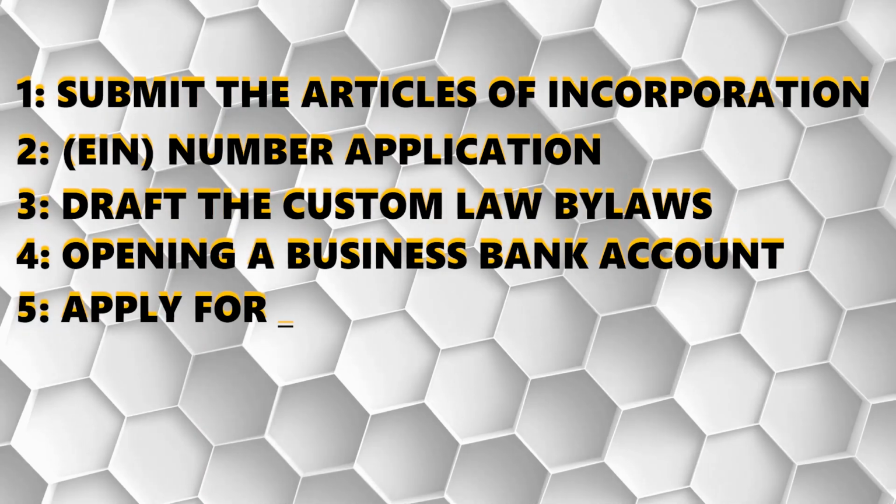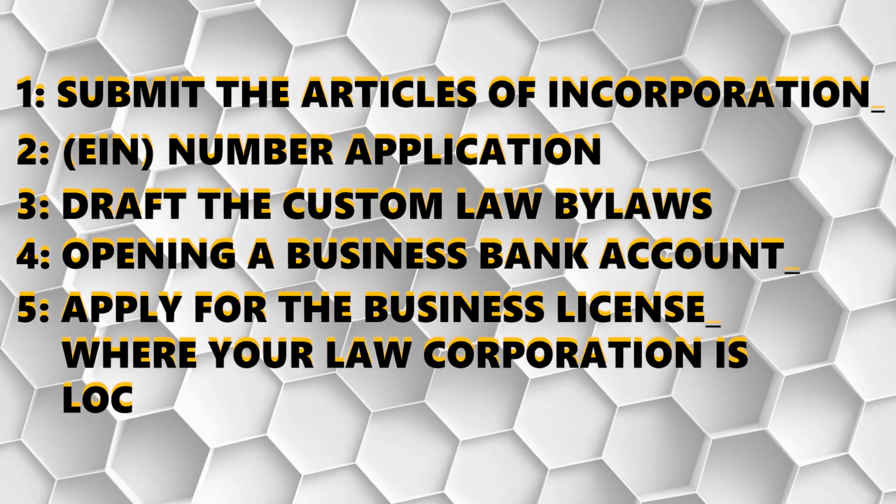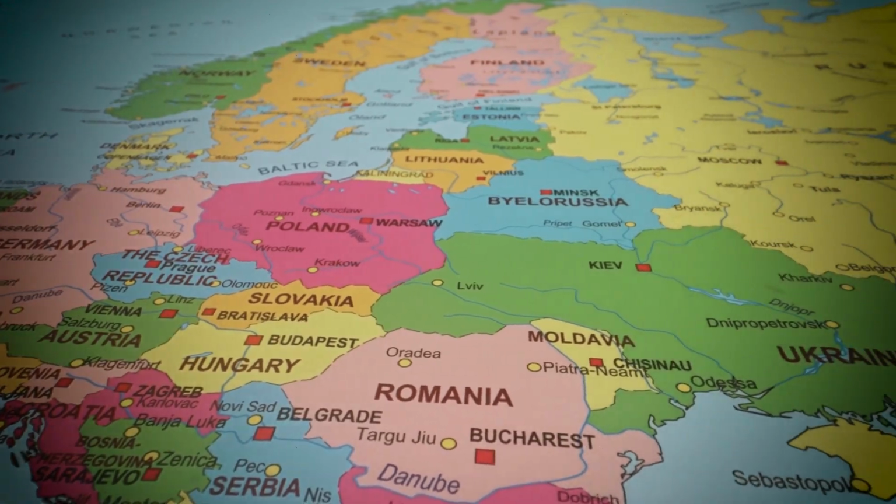And the 5th and final step in order to finalize your corporation, in order to start conducting business, is to apply for the business license where your law corporation is located. So the county where you plan to be practicing law, that's going to be the business license. And the second is going to be the notice to the State Bar.